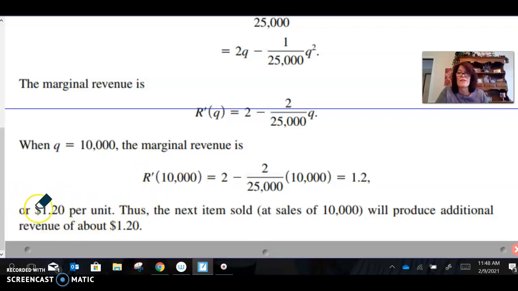Revenue is money. So $1.20 per unit. Thus, the next item sold at sales of 10,000. Once I'm up to selling that quantity, then the next item sold will produce an additional revenue of about $1.20. That's the instantaneous rate of change. Right at that instant, right when I sold 10,000 items, my revenue is changing at $1.20 per item. I'm getting about $1.20 for every item I sell, at that instant. Now it'll change as you sell more items, but right at 10,000, that's the marginal revenue.